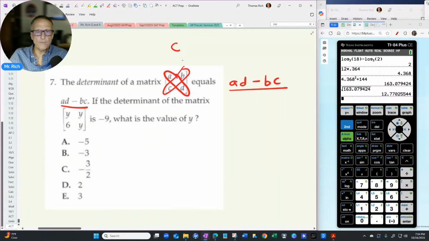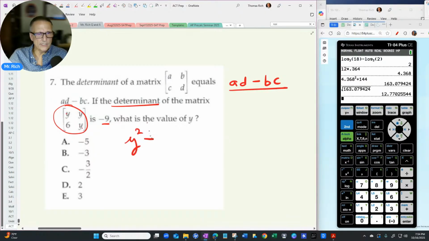Now, in this problem, though, it's not just a matter of calculating the determinant. They make another kind of question out of it. They say, if the determinant of this matrix is equal to -9, what would y be? So you have to make an equation out of this. You have to say, well, the determinant would be y times y, which is y squared, minus the other diagonal product, which would be 6y. And they told me that that answer is supposed to be -9. So that is a quadratic equation that you would solve.